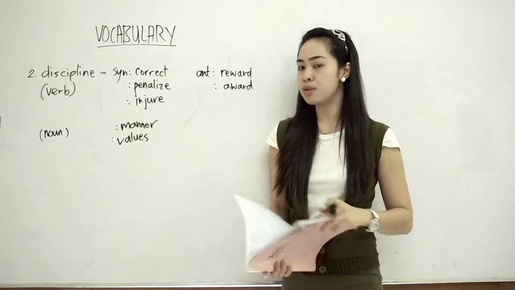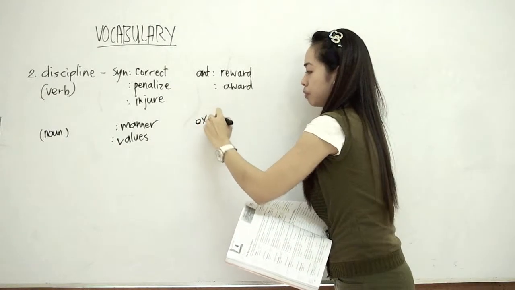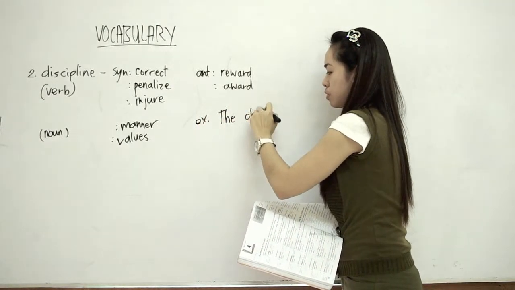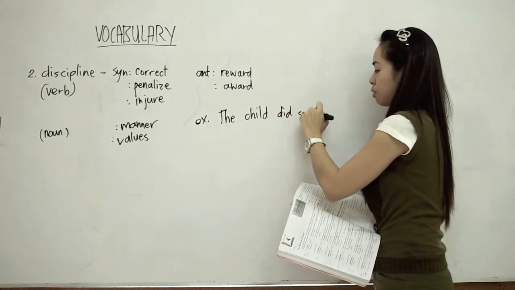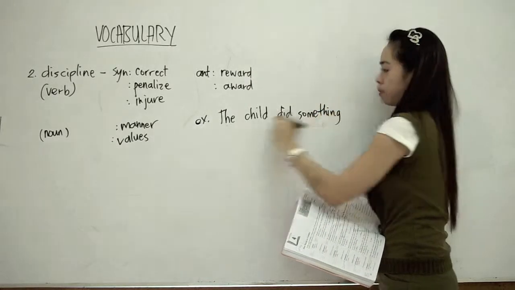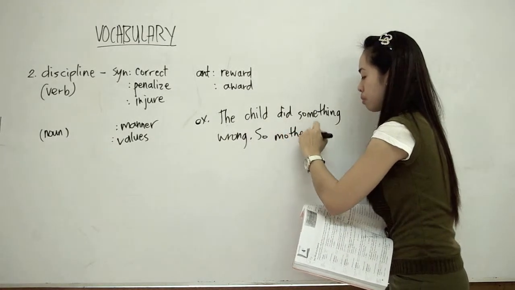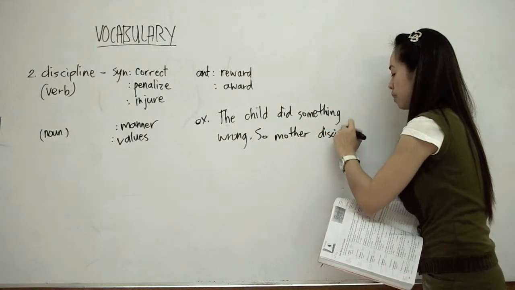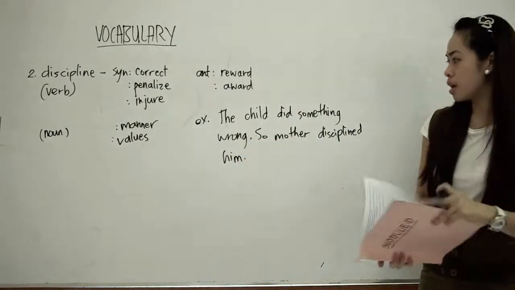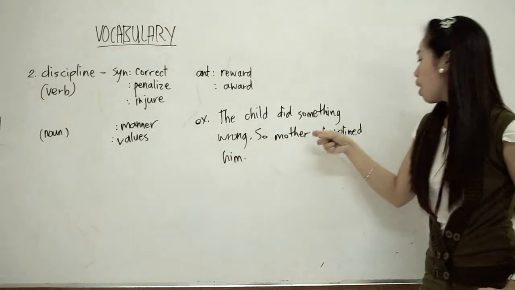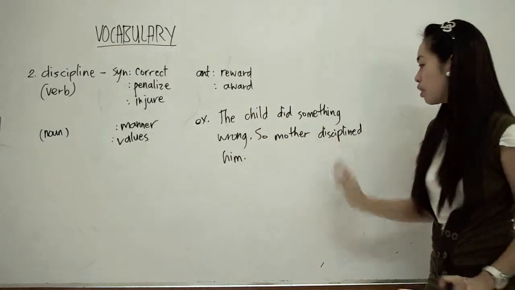Okay, so when do we commonly use this word? Example. Did something wrong. So mother disciplined him. So from this sentence, the mother did something wrong, so mother disciplined him. Okay, the child did something wrong, so mother disciplined him.